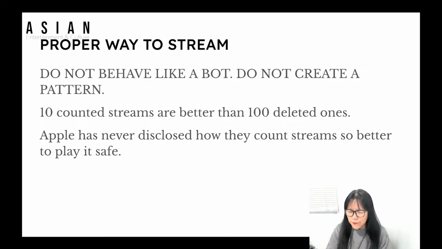It doesn't matter if you're streaming a song 1,000 times in a day or 5,000 times in a day. If none of your streams are counted, then it's almost like nothing. So you have to shuffle it every now and then. You have to put in songs, take out songs, but always remember, if 99% of your playlist is one song, even if they are different versions of a song, that is most likely going to get deleted. So please behave like a human being.